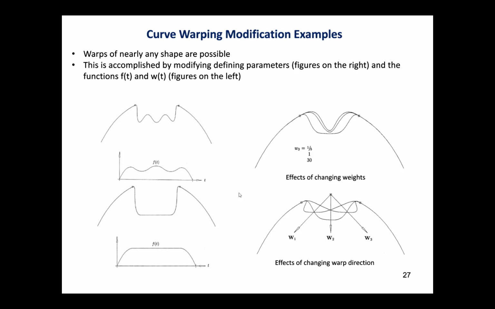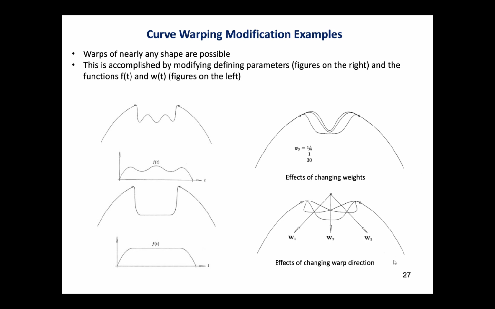Now, warps of nearly any shape are possible, and we can accomplish this by modifying the defining parameters, which is shown by the figures on the right, and we can also do it by modifying the functions f of t and w of t, which is shown by the figures on the left. So if we start with the figures on the right, we can see the effects of changing weights. These are the same weights that we were looking at a couple slides ago, and seeing the effects of how f of t would change. And so we can see how those effects then would change the warp here.